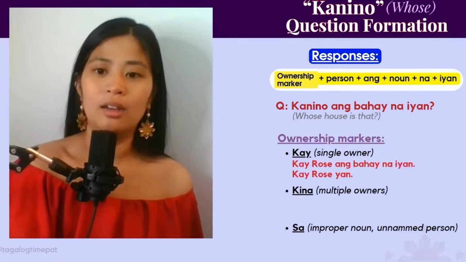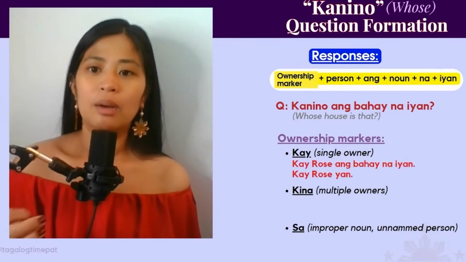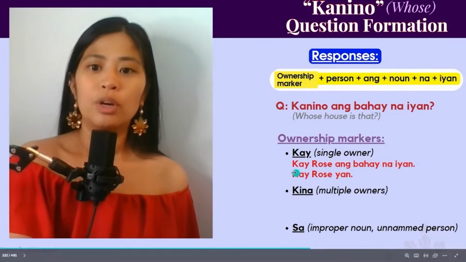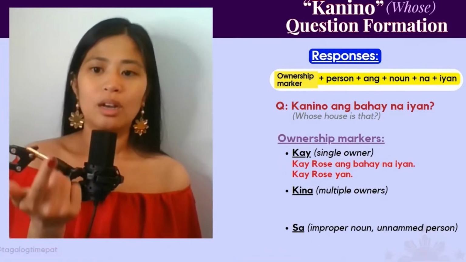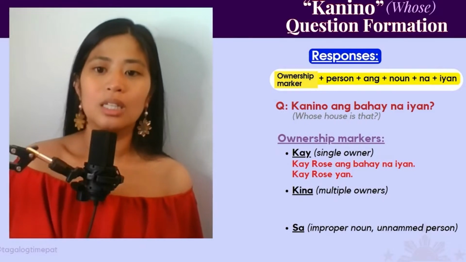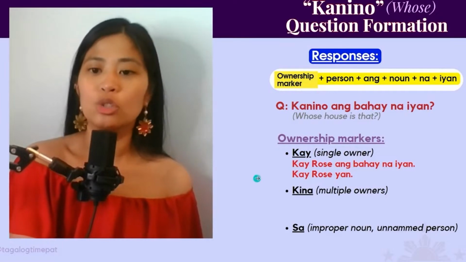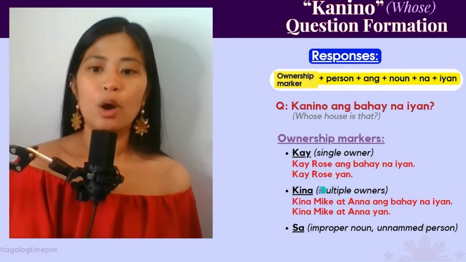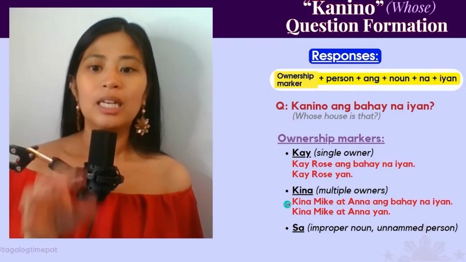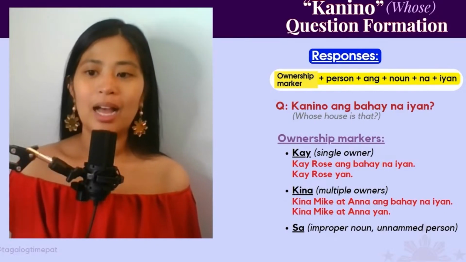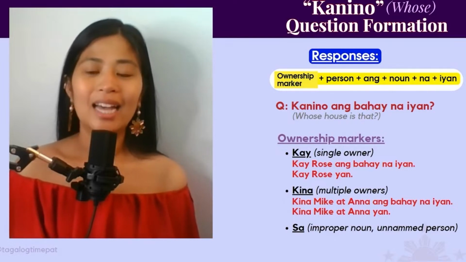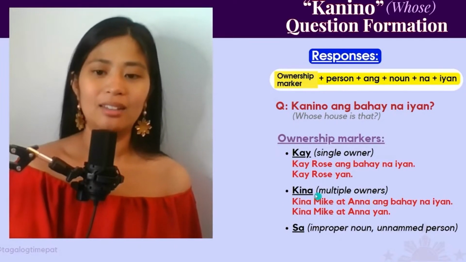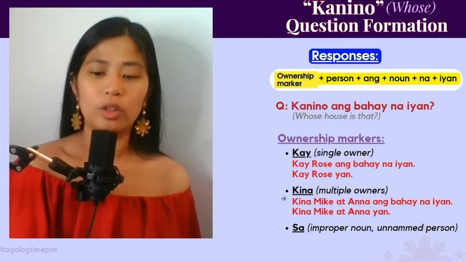So we'll see what that would look like. An example here, kanino ang bahay na iyan? Whose house is that? Or kaninong bahay yan? If it's just one person, it would be kay Rose ang bahay na iyan. Kay Rose yan. So we are using kay because it's just one person, Rose. Versus if there's multiple owners, kaninong bahay yan? Kina Mike at Ana ang bahay na iyan, or kina Mike at Ana yan. That is Mike and Anna's house. You use kina when there's more than one person owning that thing.